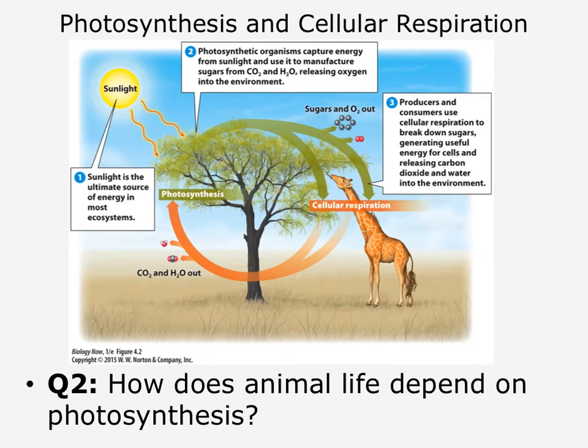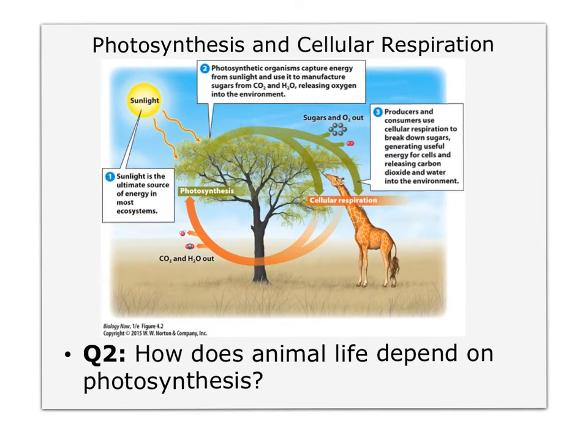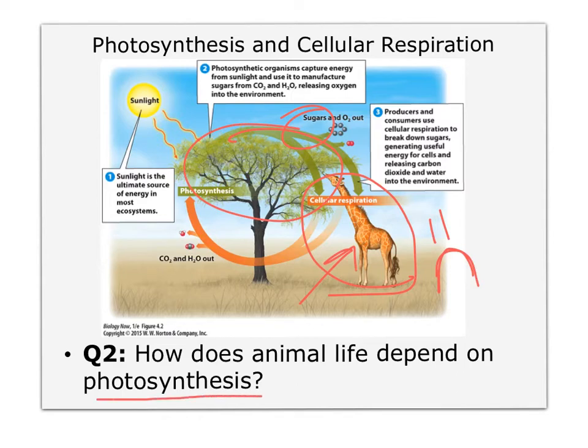Okay, question 2. How does animal life depend on photosynthesis? Well, what did we say before? This guy and us. Can we do photosynthesis? No. So where the heck are we going to get our sugar? Plants can do it all themselves, right? They make sugar, break it down, boom, self-sufficient. Are we self-sufficient? No. We need photosynthesis to make us sugar. From the sun. That's crazy.